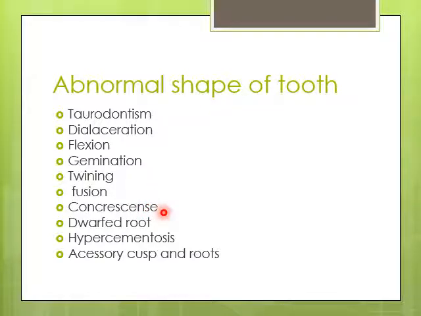Concrescence occurs when only the roots of the teeth become fused together. Dwarfed roots is the anomaly in which short roots are present as compared to the crown of the teeth. Most commonly it occurs in anterior teeth, in which there is more convexity present on the labial surface of the teeth, and the roots are short. Hypercementosis occurs as a result of trauma in the root of the teeth, and excessive cementum formation takes place in the root of the teeth.